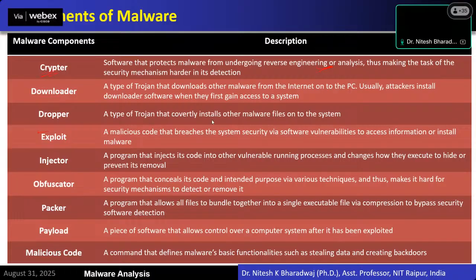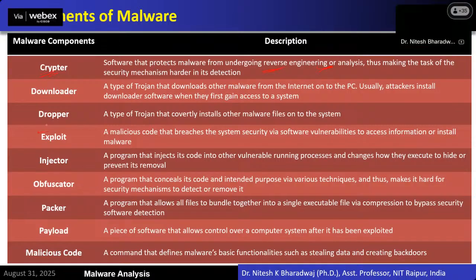So it is a software program that can hide the existence of the malware. Attackers use this software to avoid detection by antivirus software. It protects malware from reverse engineering or analysis, thus making it difficult for security mechanisms to detect. We'll see what different cryptors or encryption approaches are available for avoiding this kind of thing. So it's basically a software that protects malware from detection by antivirus.